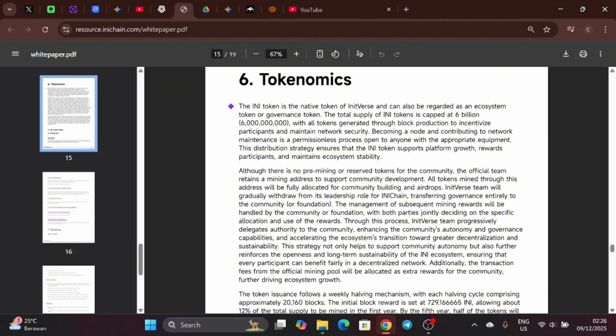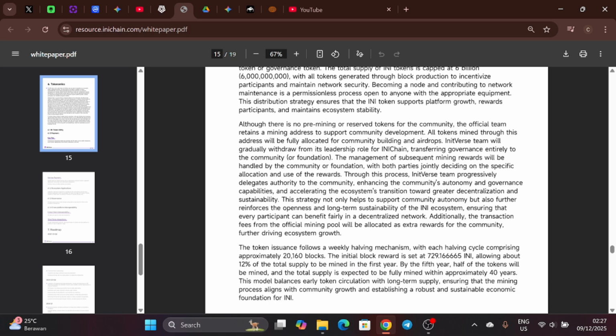This strategy not only helps to support community autonomy, but also further reinforces the openness and long-term sustainability of the INI ecosystem, ensuring that every participant can benefit fairly in a decentralized network. Additionally, the transaction fee from the official mining pool will be allocated as extra reward for the community.